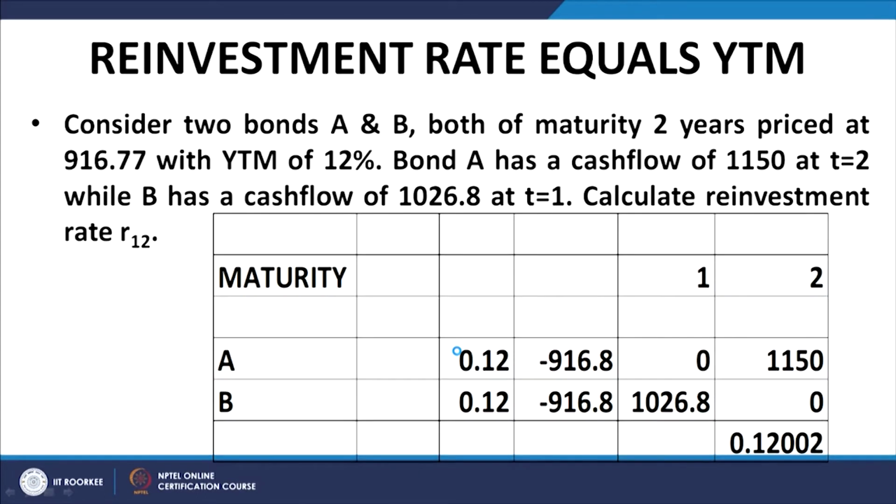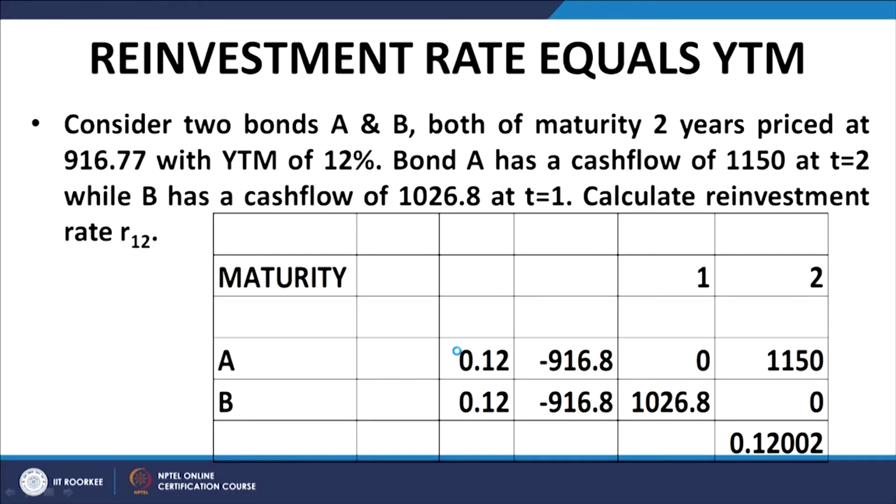Now, how to find out the reinvestment rate? Let us try to construct a portfolio, say long in bond A and short in bond B. Then what happens? The cash flow at T equal to 0 is 0, because the inflow that we receive on account of the short bond B will exactly match the outflow on account of buying the bond A. We are long in A and short in B. So, the cash flow at T equal to 0 will be 0.